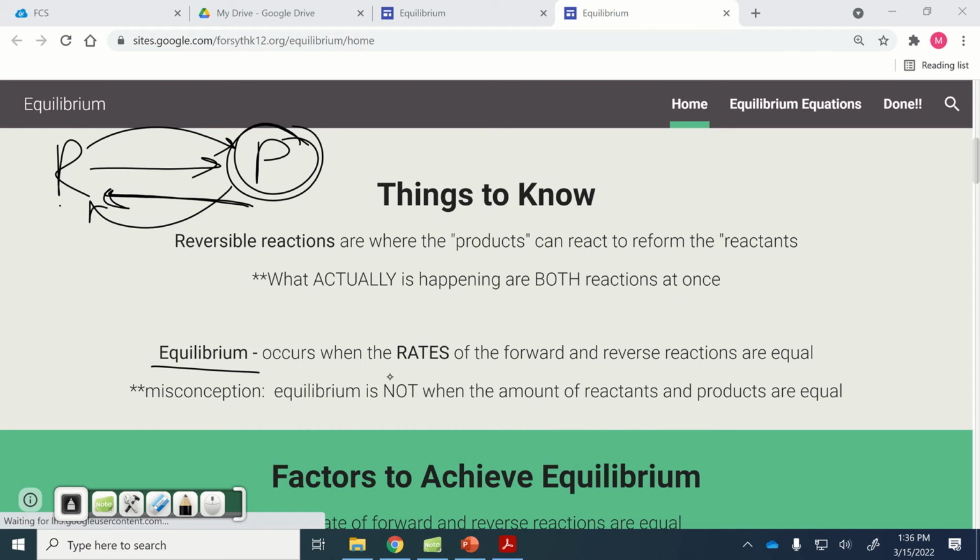This occurs when the rates of the reaction are equal to each other. That is important to notice because the big misconception is everybody says it's at equilibrium when everything's equal. That is not true. It's possible, but the majority of problems we run into don't have equal amounts of products and reactants. So equilibrium occurs when the rates are equal, not when the amounts are equal. That is not what we're looking for in the end. If they happen to be equal, fantastic, but a lot of times they're not.